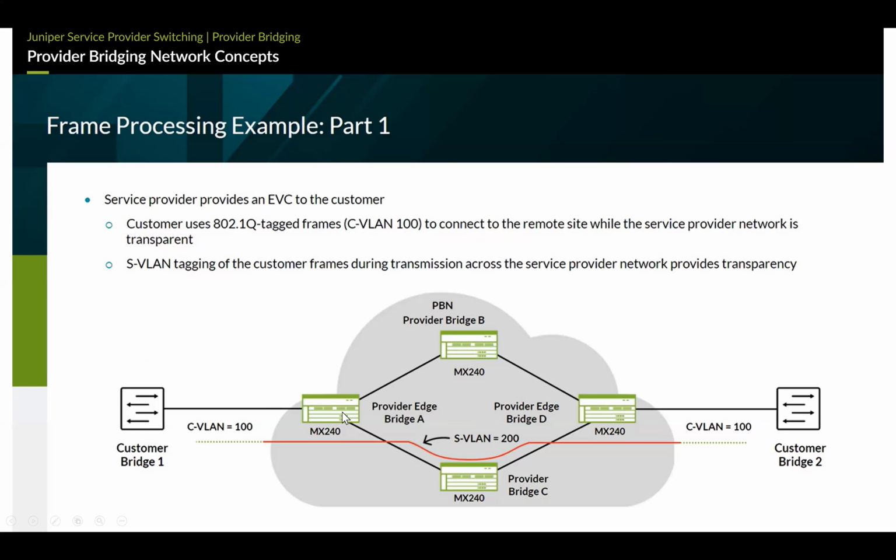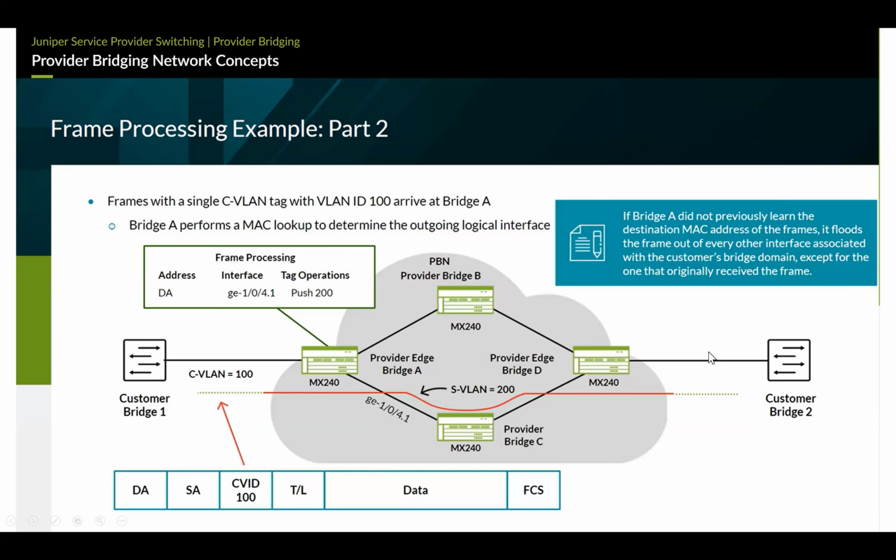Forwarding this frame from MX240, this PEB to another PEB, they just take this VLAN tag, C VLAN 100 and the S VLAN 200. Again, just reverse this process. This is basically the same frame processing process. Okay. C VLAN is basically the same. And here is the example. Just say here the C VLAN ID is 100.